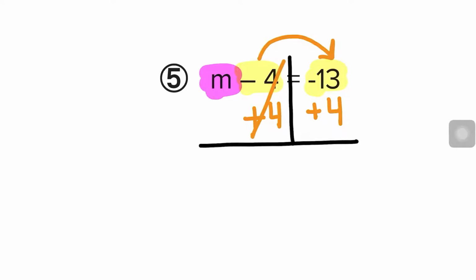So on the left side, you're going to bring down the letter m equals negative 13 plus 4. Okay, so they have different signs, so I have to subtract, which gives us 9, and I have to keep the largest sign, which is negative.